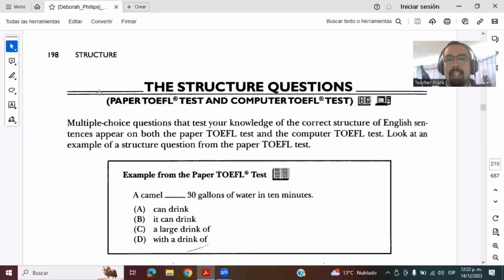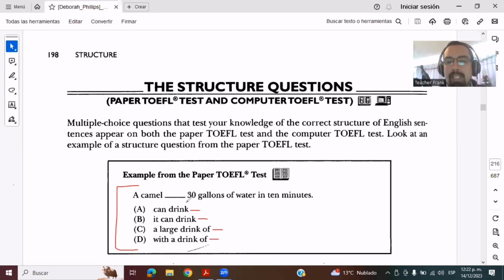Okay, so let's look at a quick example of a structure question. These are multiple choice questions that test your knowledge of the correct structure of English sentences that appear on the paper test, right? For example, number 1 says, "A camel of 30 gallons of water in 10 minutes." Our options are: can drink, it can drink, a large drink of, or with a drink of. Which do you think is the correct answer here?